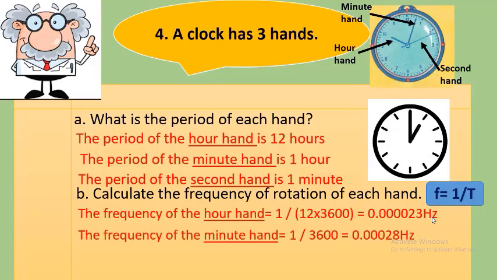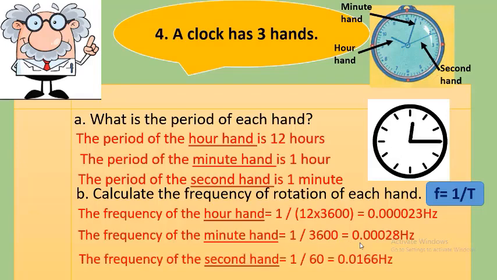The frequency of the minute hand is 1 divided by 3,600, because it is 1 hour, and 1 hour is 3,600 seconds, which is equal to 0.00028 Hertz. The frequency of the second hand is equal to 1 divided by 60, because 1 minute is 60 seconds, which is equal to 0.0166 Hertz.